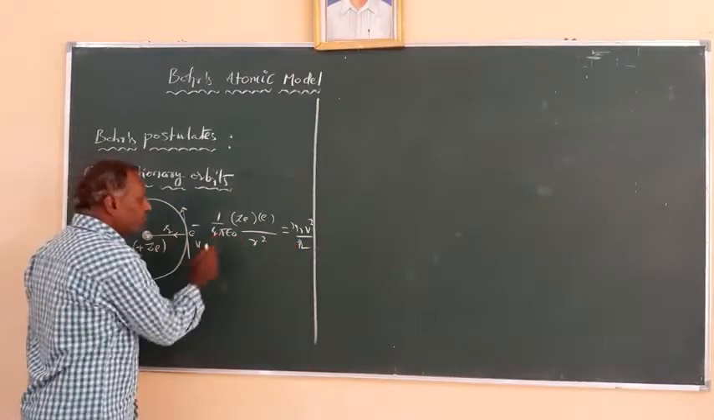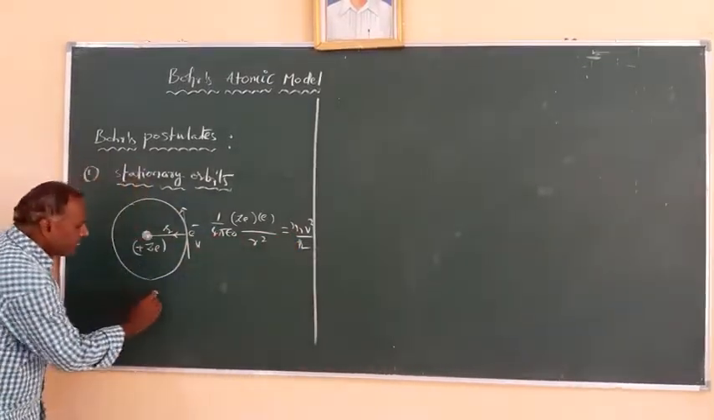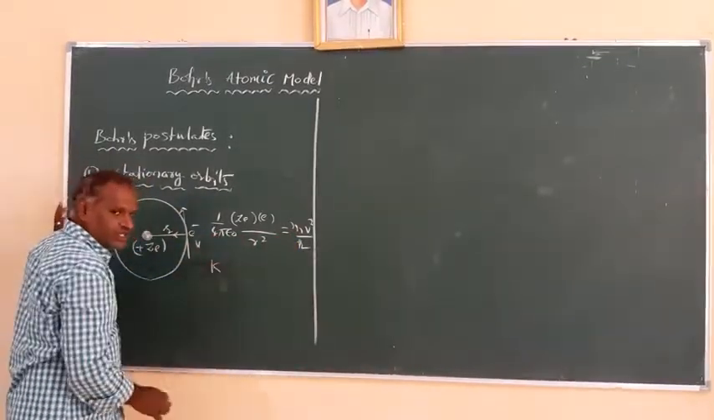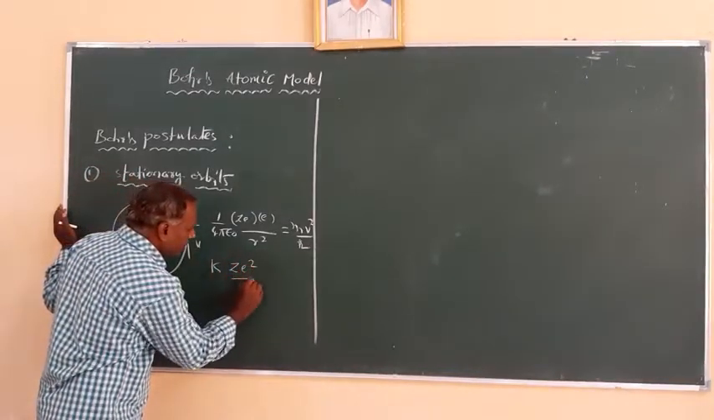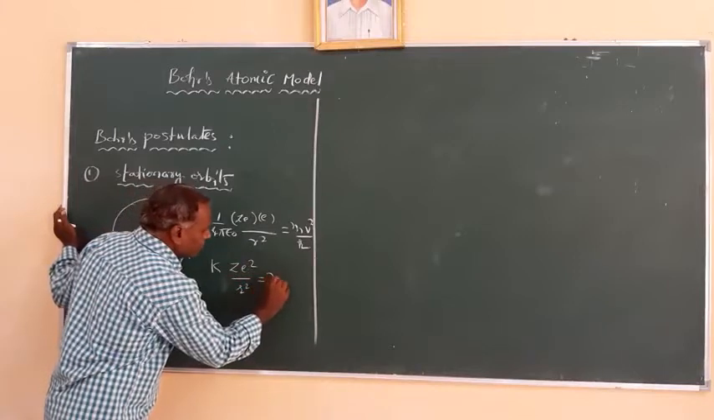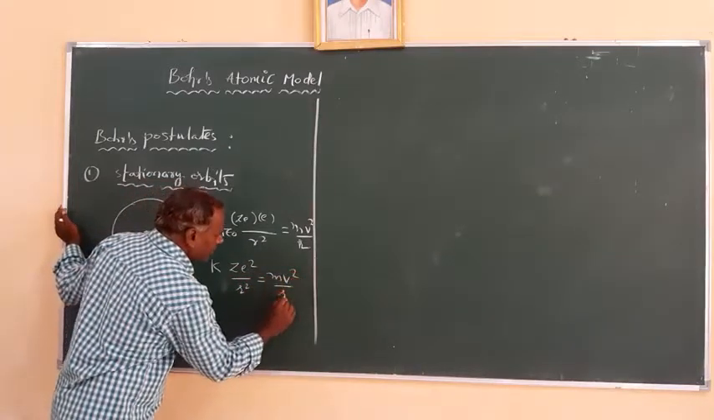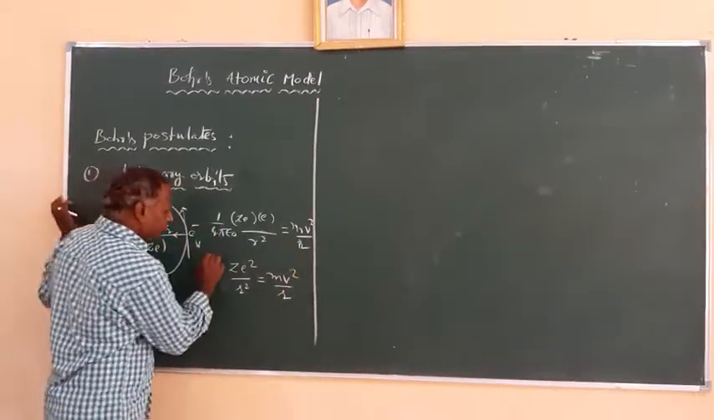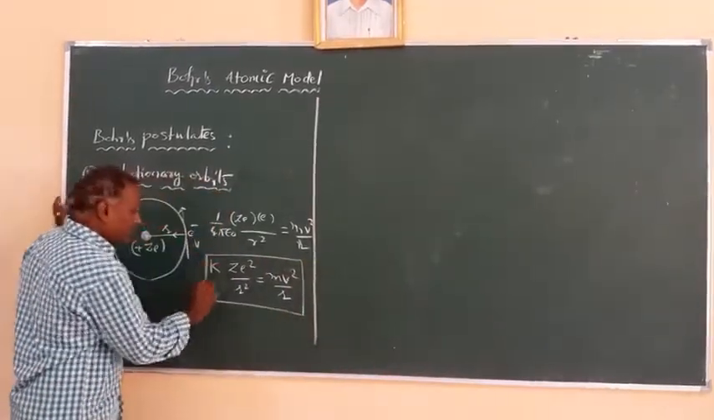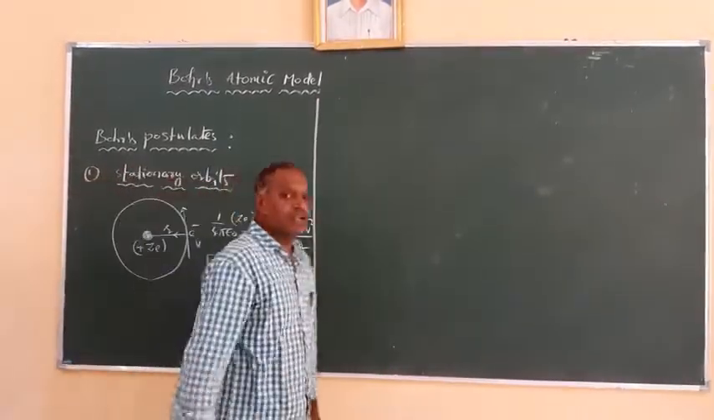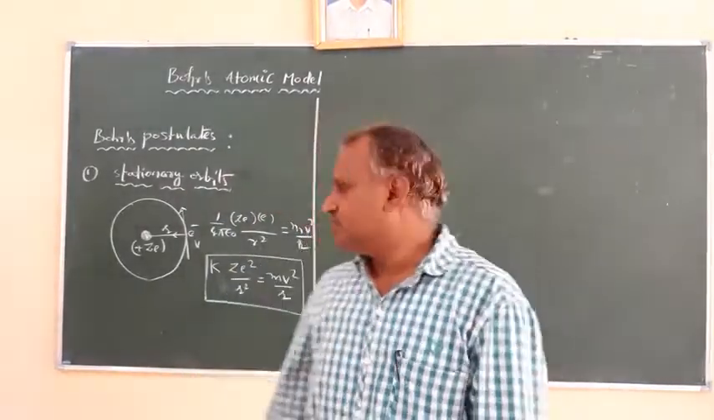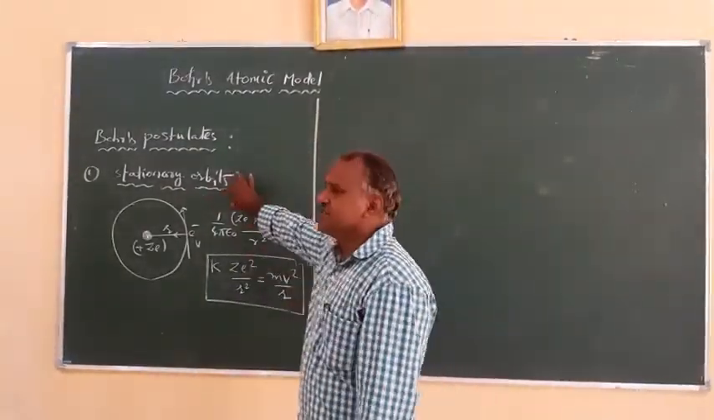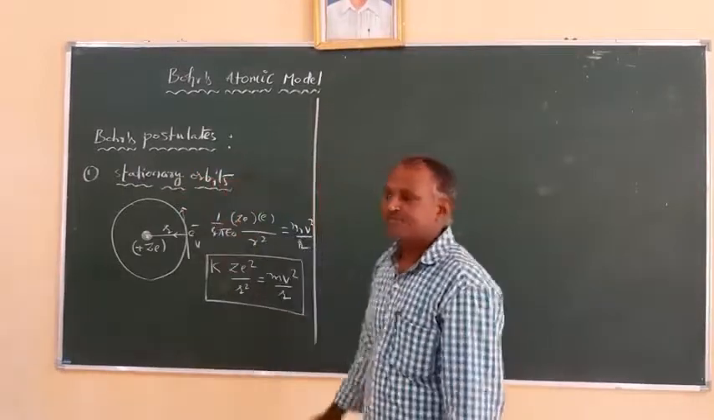Here 1 by 4 pi epsilon naught can be written as the constant k, 9 into 10 power 9. So this is k Ze square by r square is equal to mv square by r. This is the equation you can use for calculating the radius or velocities of electrons in different orbits. This is the first postulate given by Bohr.